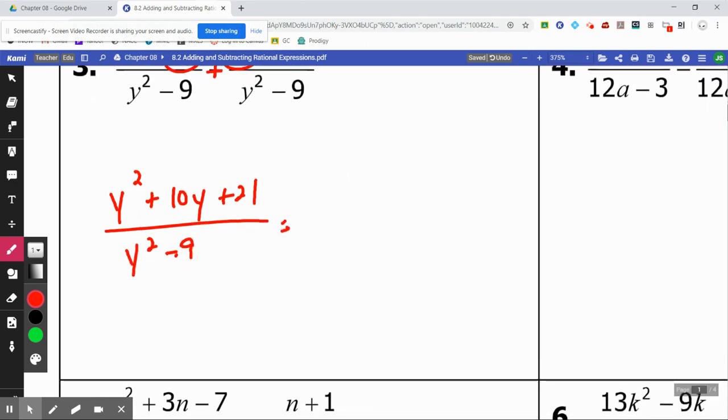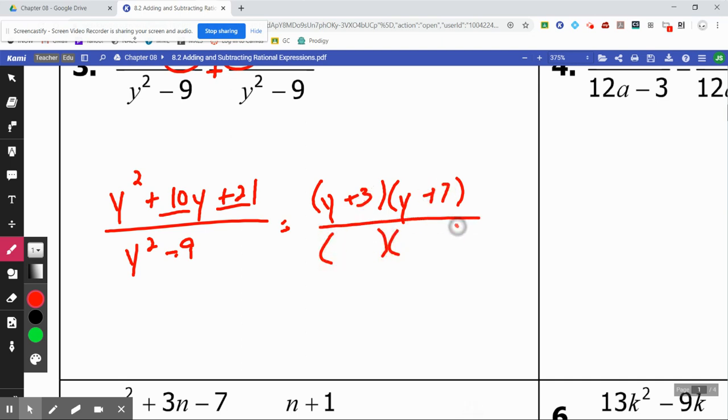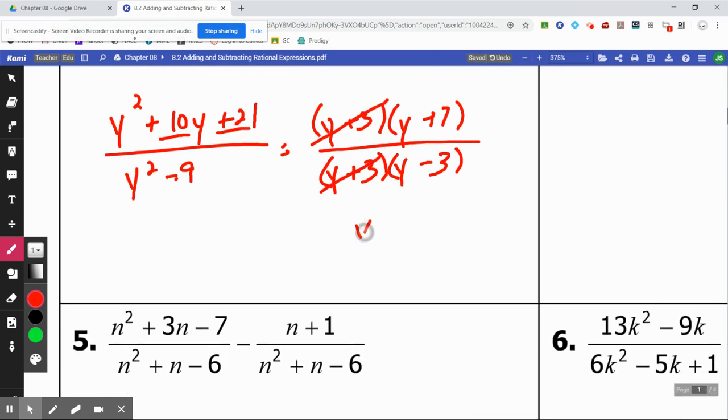Let's factor to see if anything reduces. On top, you have adds, multiplies. You have y and y. Adds, multiplies would be a positive 3 and a positive 7. On bottom, you have difference of squares, which will factor into conjugates. A y times itself gives you y squared. A 3 times itself gives you a 9. Cancel any of the binomials that they share, and you're left with y plus 7 over y minus 3.